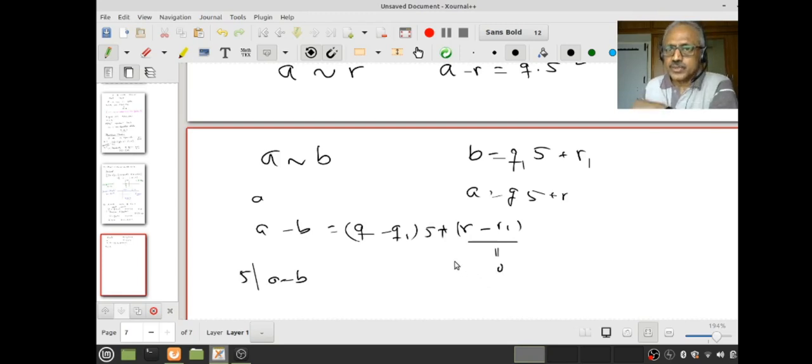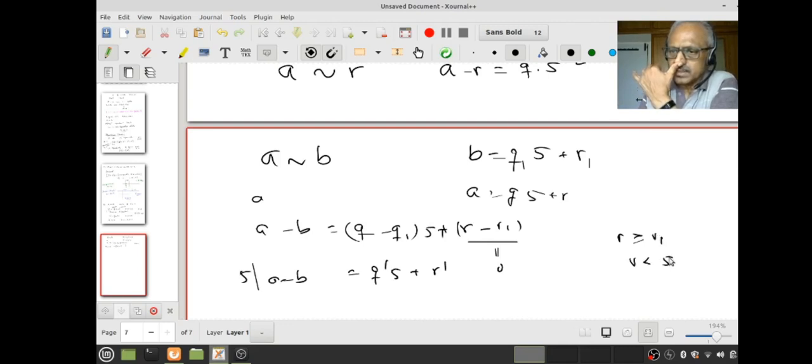Notice that because of the uniqueness part of the division algorithm, I have written A minus B as something like Q dash times 5 plus R dash, where R dash, remember, is R minus R1 and should lie between 0 and 5. Are you following? Without loss of generality, assume R is greater than or equal to R1. Then R is already less than 5, therefore R minus R1 will be strictly less than 5. Do you understand that? That is your R dash. Therefore, if 5 divides A minus B, then R dash must be 0. That means R must be equal to R1.